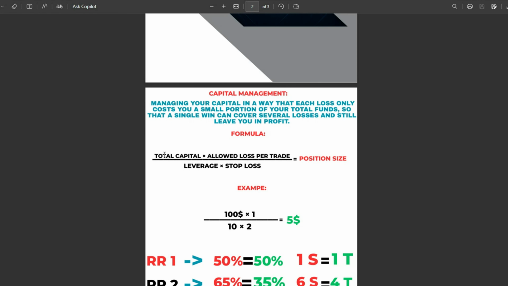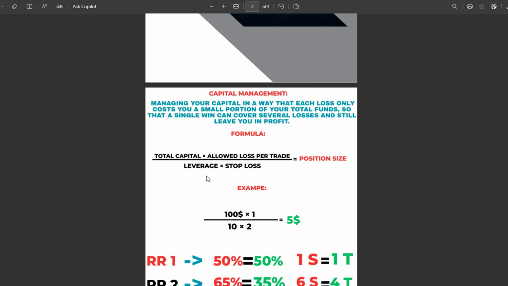Your total capital multiplied by the amount of loss you're willing to take per trade, then multiplied by leverage, and then the stop loss. The amount you're willing to risk per trade is about how much of your capital you can afford to lose without losing your temper, being unfair to your family, or blaming yourself. You need to assess this based on your personal situation.